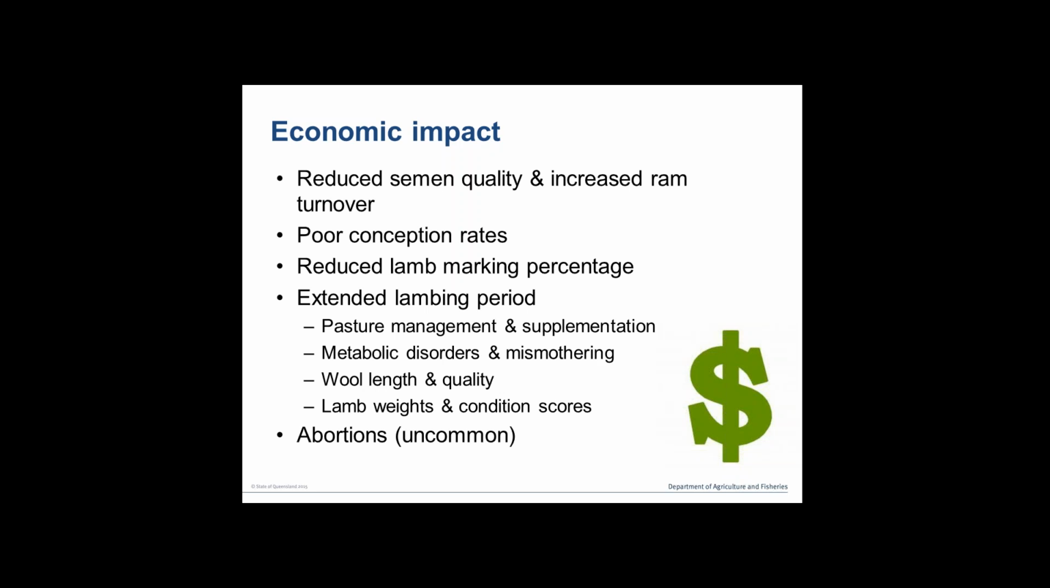pregnancy and lactation cycle among ewes, increased metabolic disorders in ewes and mismothering, decline in wool value due to increased variability in length and quality, variable lamb weights and condition scores causing difficulties in marketing of prime lambs, and it may also cause abortions in infected ewes, although this is uncommon in Australia.